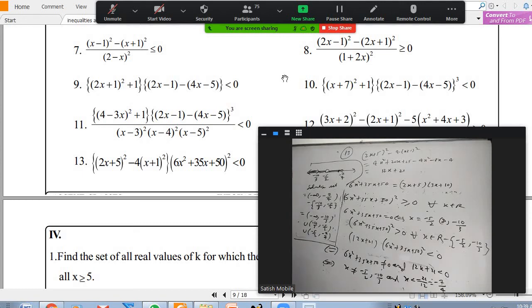Sir, can we find x values in 2x plus 5 whole square minus 4 into x plus 1 whole square, and then continue with the sums? No, we've done that only. That is 12x plus 21, we simplified it. This 12x plus 21 came from there only. No, sir, I'm asking, you found a solution for 6x square plus 35x plus 50, no, sir? Why I found it is very important. Why? Because a whole square is there for that.